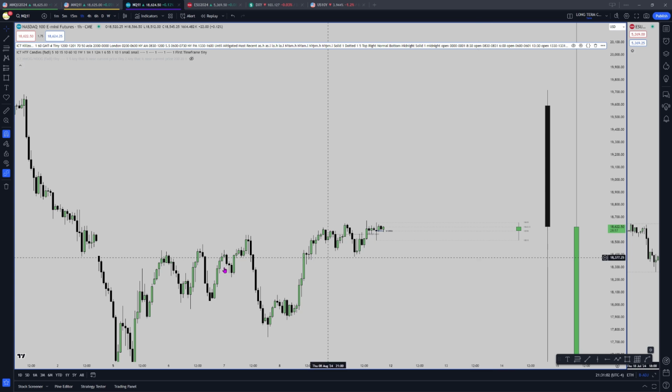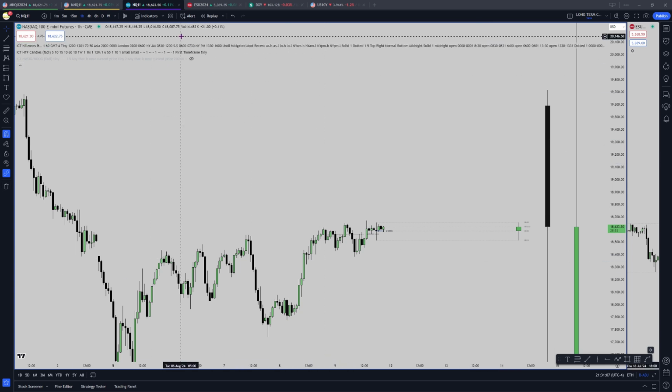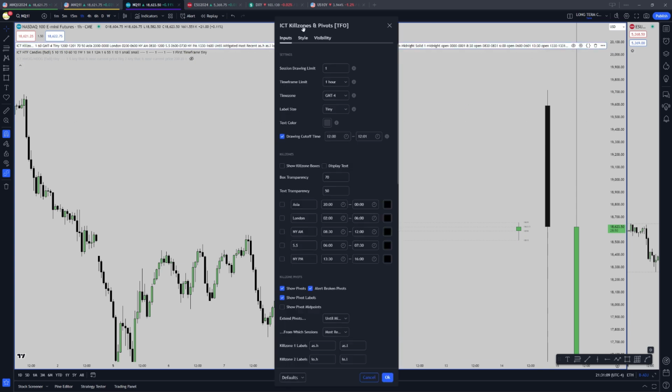Oh, just ignore that. It's just a random thing I had there. It is the ICT kill zones and pivots by TFO.